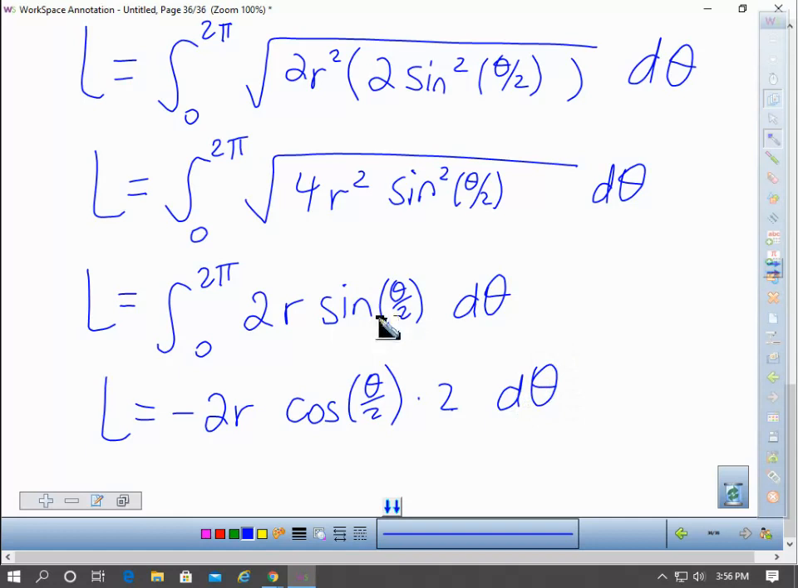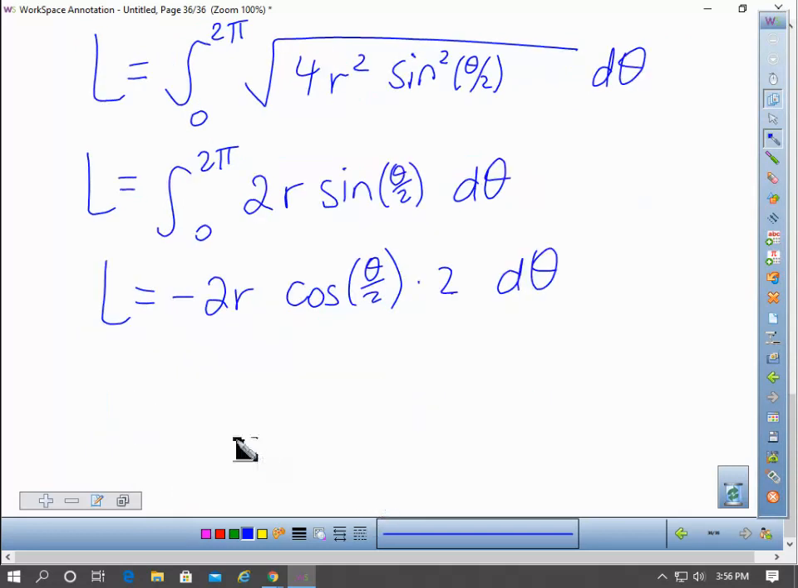When you take the derivative of something, you chain on the derivative of the angle, so we would chain on a 1/2. Going backwards, I need to multiply by 2 because we're reversing. So what have we got? Whoops, I don't need my d theta anymore. Now we're going to evaluate. This is my antiderivative, and we're evaluating from 0 to 2 pi.